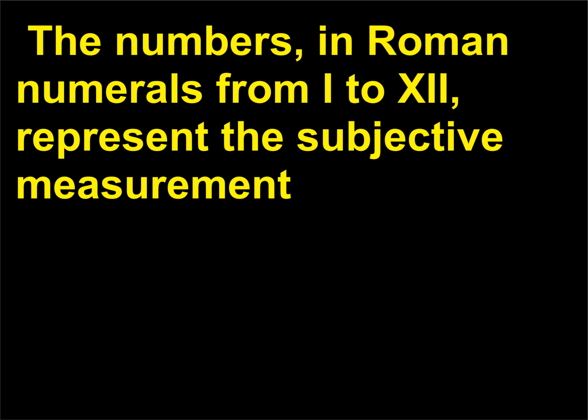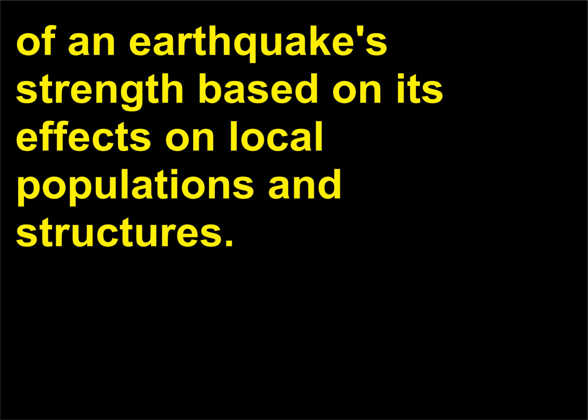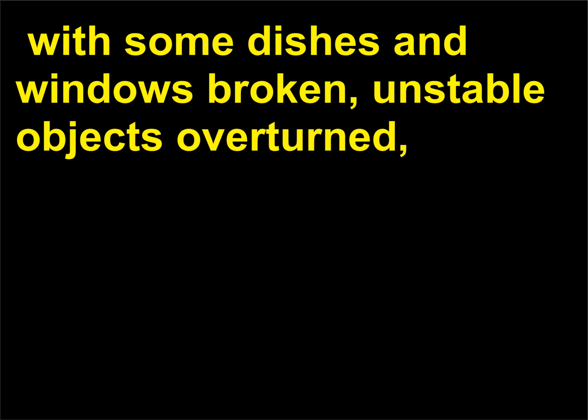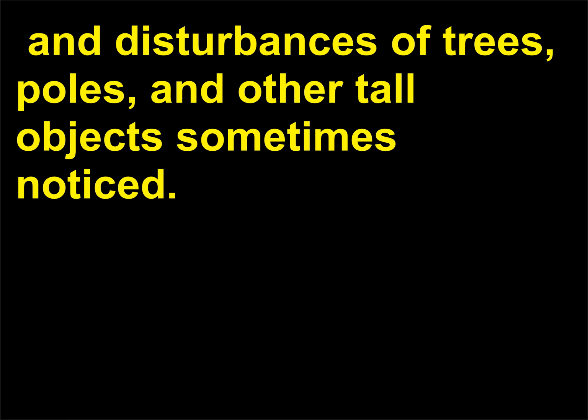The numbers, in Roman numerals from I to XII, represent the subjective measurement of an earthquake's strength based on its effects on local populations and structures. For example, Roman numeral V on the scale represents a quake felt by nearly everyone, with some dishes and windows broken, unstable objects overturned, and disturbances of trees, poles, and other tall objects sometimes noticed.